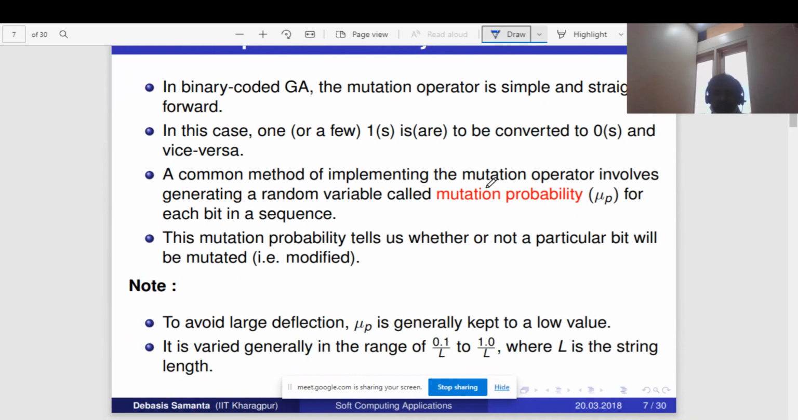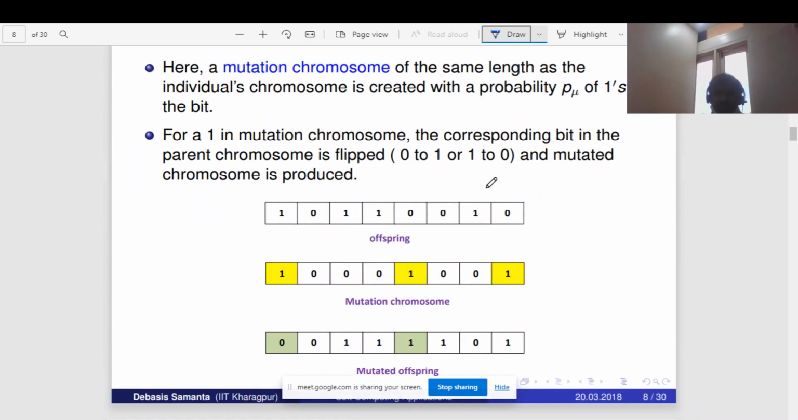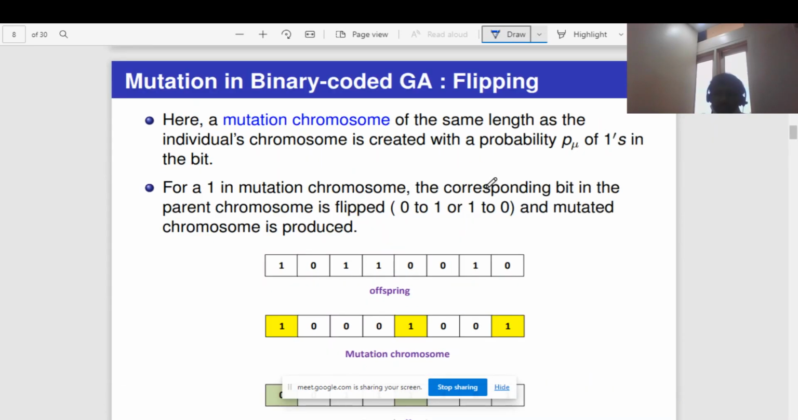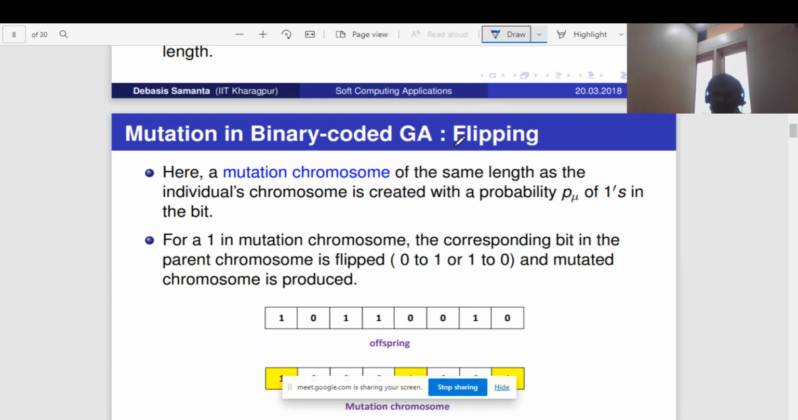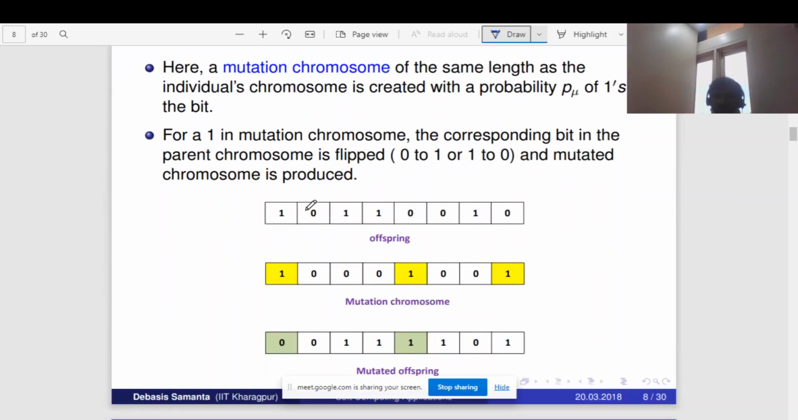Before getting into the theory, let us discuss this example. This is the example for flipping. It is very straightforward. We'll be discussing 3 techniques, right? The first technique is flipping. In flipping, this is an offspring which is already created. Now this is the mutation chromosome. Based on this mutation chromosome, this offspring should get mutated.